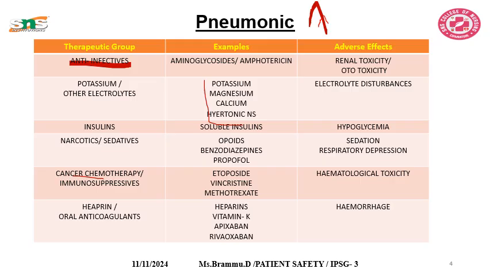Whenever we use soluble insulins, they can also cause adverse reactions such as hypoglycemia. In case of narcotics or sedatives such as opioids, benzodiazepines or propofol, the patient can go into deep sedation, and some patients can also have severe respiratory depression. Cancer chemotherapy and immunosuppressives like etoposide, vincristine and methotrexate may cause hematological toxicity.